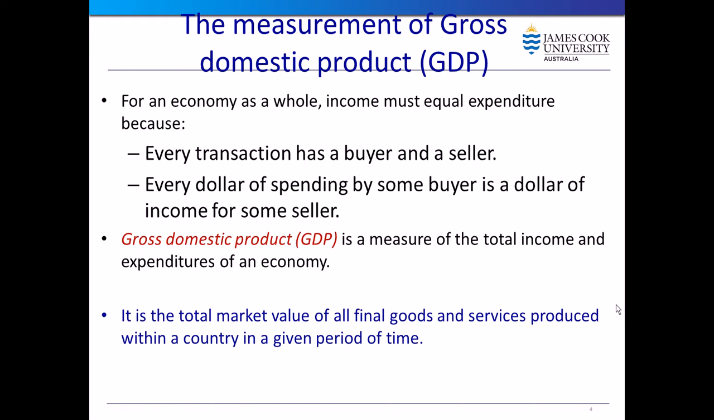So there are several important points here. First one is the market value. Secondly is final goods and services. It's not the intermediate goods and services. And there's a geographical boundary here. It is within a country. For example, GDP of Australia, GDP of New Zealand, and it has a time frame as well, in a given period of time. For example, year 2017, year 2016, the first quarter of year 2015, and so on and so forth.